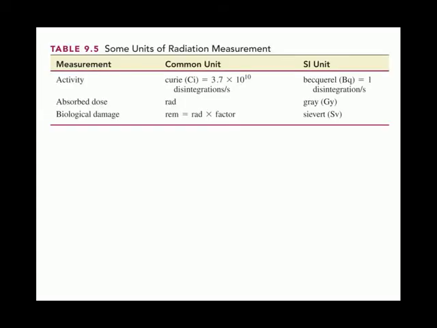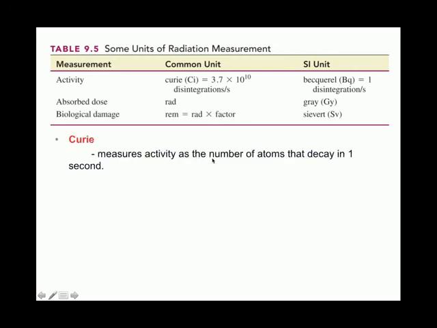Here are some units of radiation measurement. For activity, we have the Curie and the becquerel. You notice that the Curie measures the activity as the number of atoms that decay in 1 second. So we have 3.7 times 10 to the 10th disintegrations per second, or atoms decaying per second. It might seem like an awful lot, but you have an awful lot of atoms decaying, there really isn't that many. And so Curie was actually based on radium. It was radium atoms decaying.